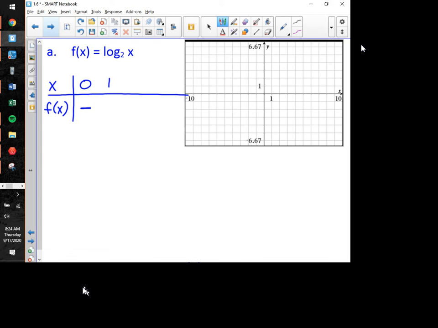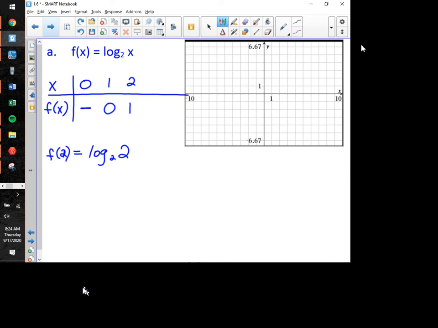Let's put in a 1 right there. So f of 1 is going to be the log base 2 of 1. And the question now is, 2 raised to what power is equal to 1? And the answer to that, 0. How about when we put in a 2? So now we're saying f of 2 is log base 2 of 2. Sorry, that's ugly. So the question, 2 to what power is equal to 2? And that's going to get us a 1.